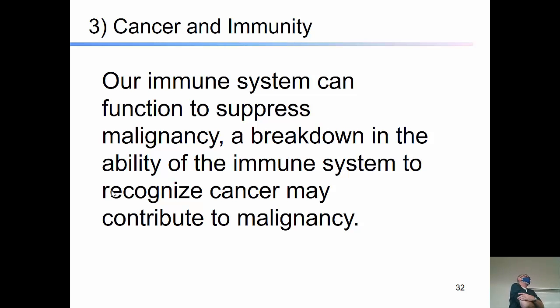So immunity plays a role, all right? And the immune system can recognize cancerous cells. A cancer that progresses has often developed in such a way that it hides from the immune system, or the immune system can't effectively access it. Okay? And so a breakdown of the ability of the immune system to recognize the cancer can contribute to malignancy.